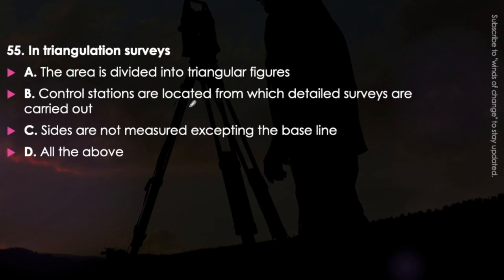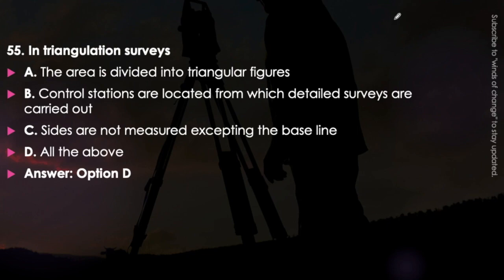Control stations are located from which detailed surveys are carried out. Sites are not measured excepting the baseline, or all of the above. Just think about it. In case of the triangulation surveys, the answer will be option D, that is all of the above are correct statements. Now in case of the triangulation surveys, the area is divided into triangular figures.